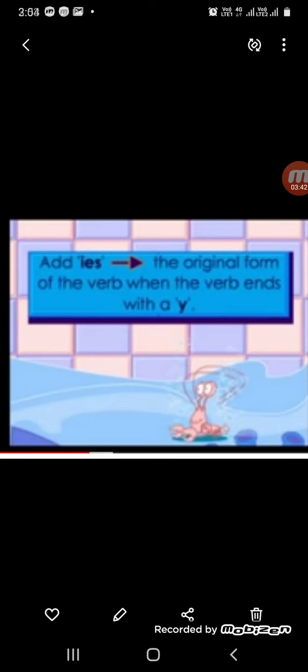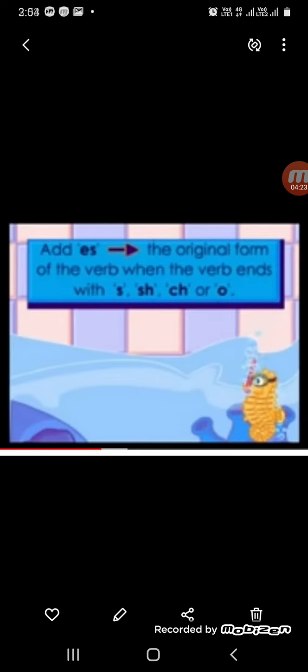And one more change is that you add ies to the original form of the verb. When the verb ends with y, you will change the y and make it into ies. Example: she studies hard every night so that she can pass her exam. Now study, the spelling is study. Now this y is changed into ies. You can't write studys, it is studies. It is simple present tense. For these kinds of words which end with y, you will add ies to the verb and it will become simple present tense.